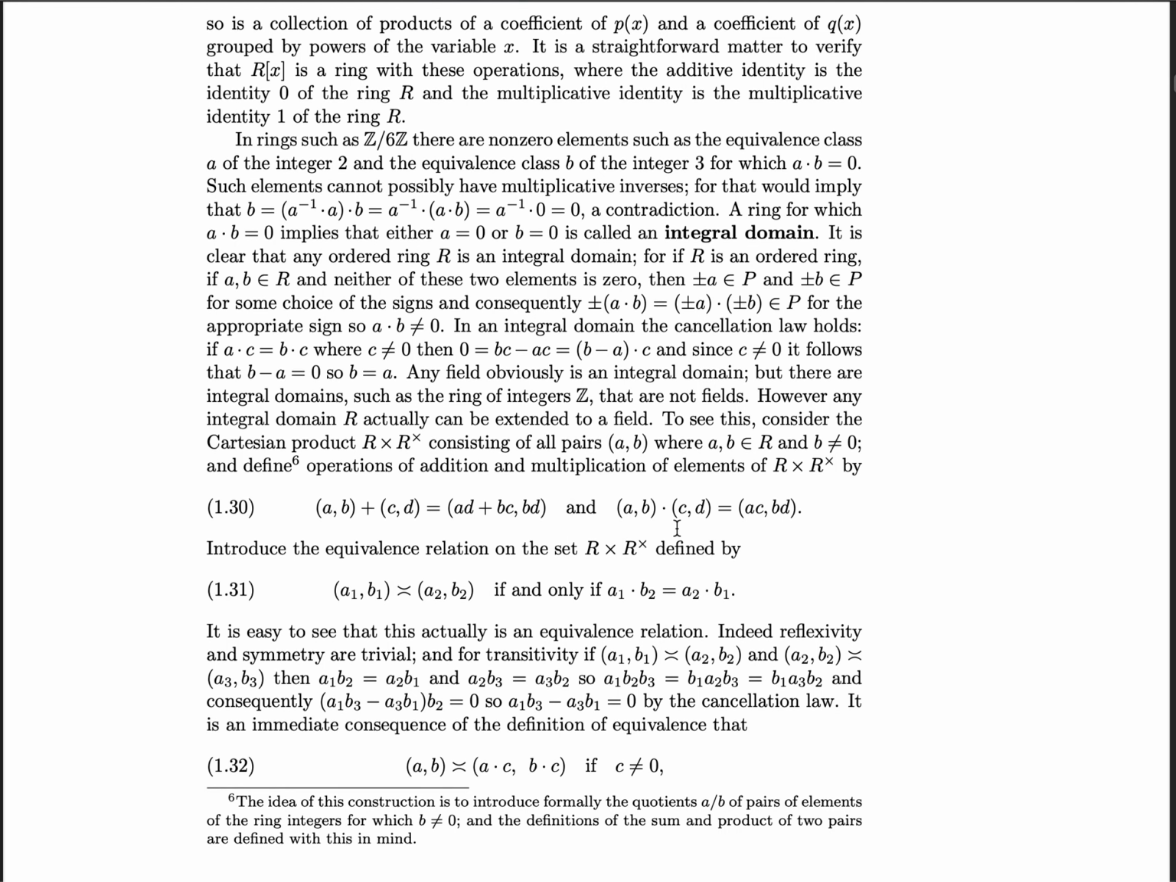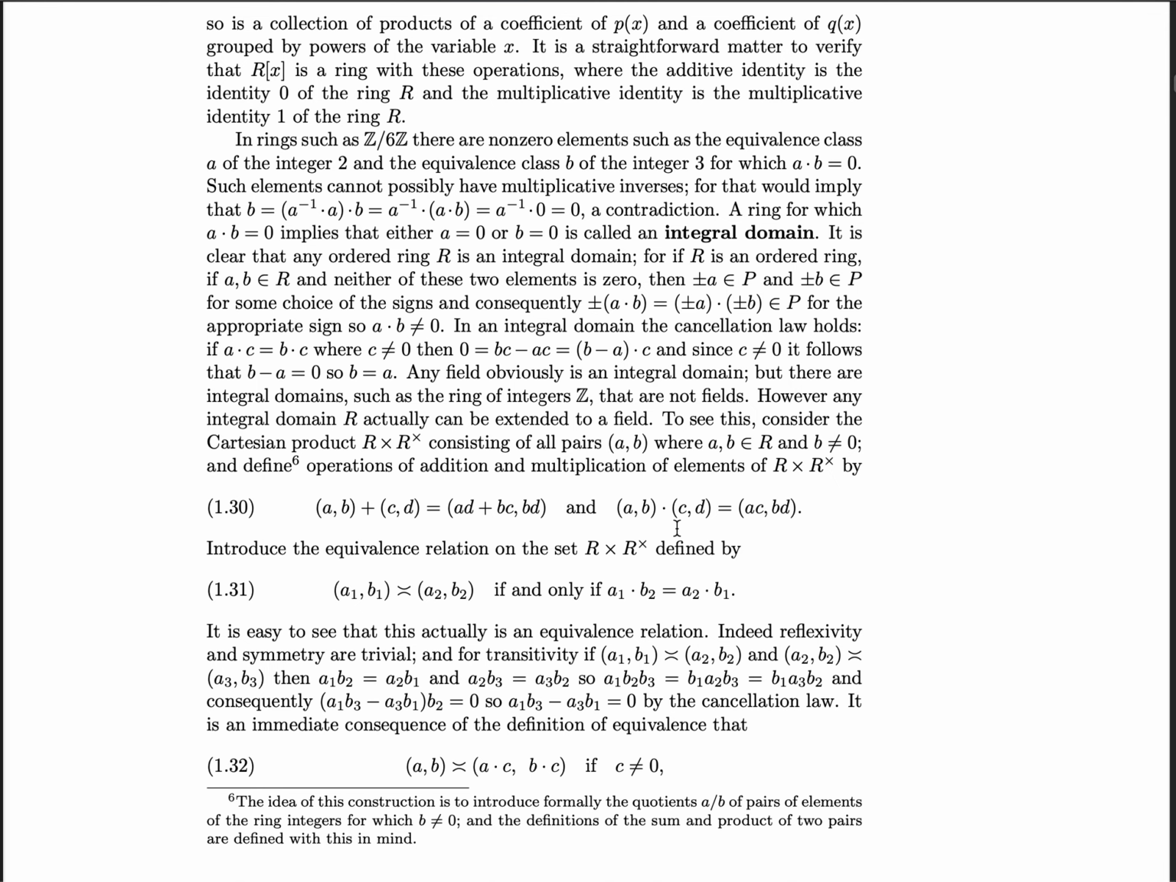We will note that in some rings, as an example Z mod 6, namely the integers mod 6, there are certain non-zero elements, such as the equivalence class a of the integer 2 and the equivalence class b of the integer 3, for which the product a times b is equal to 0. However, such elements could not have multiplicative inverses, because that would imply b is a inverse a times b, which is equal to a inverse times ab, which is equal to a inverse times 0, which is equal to 0. That is, b is equal to 0, which is a contradiction since we chose b non-zero. A ring for which ab equals 0 implies a equals 0 or b equals 0, the zero product property, is called an integral domain.